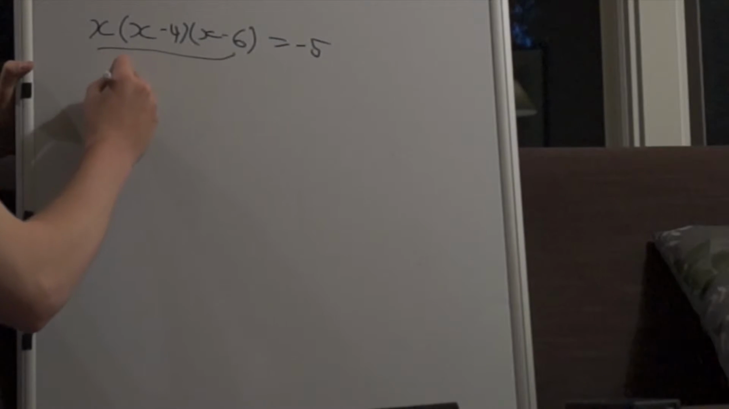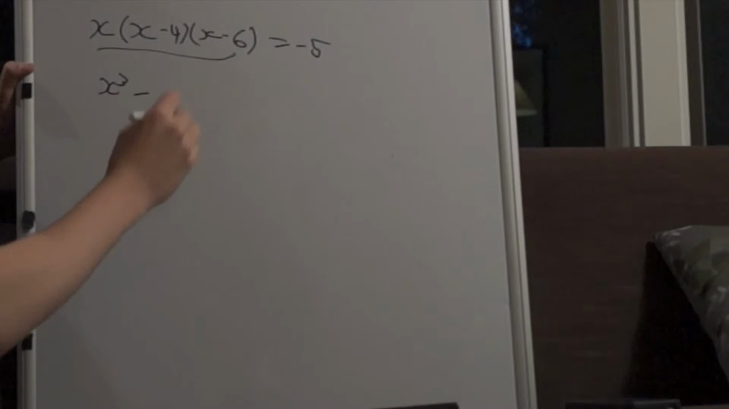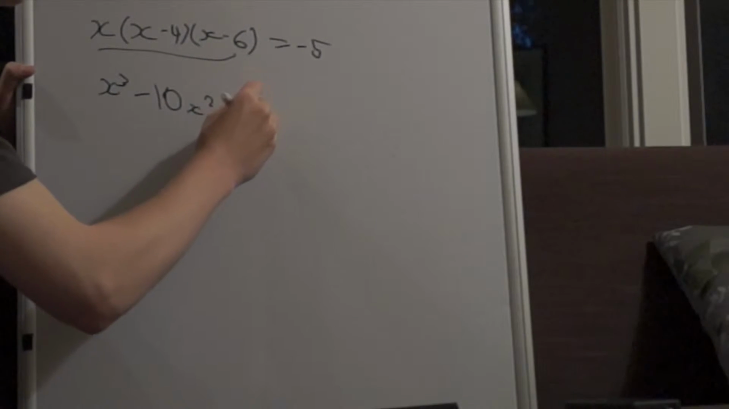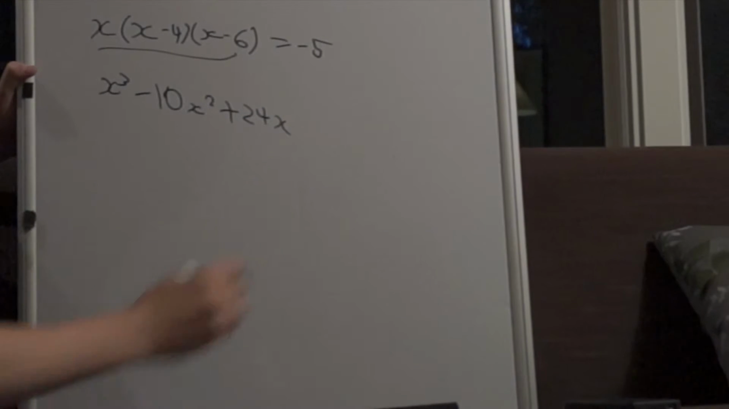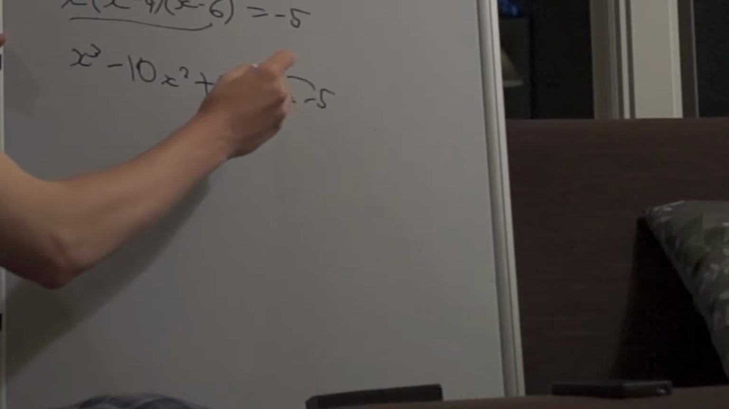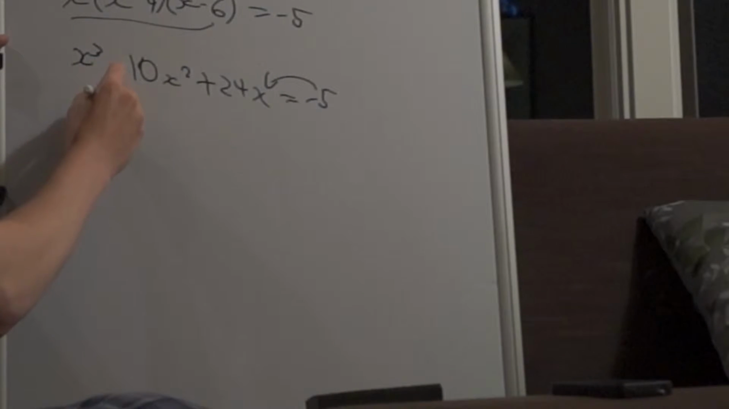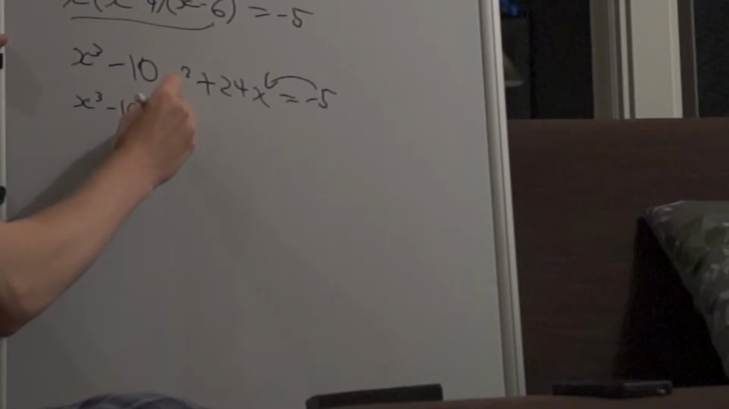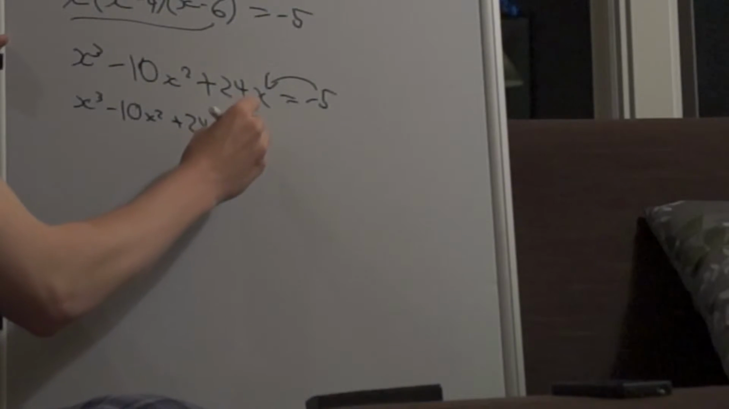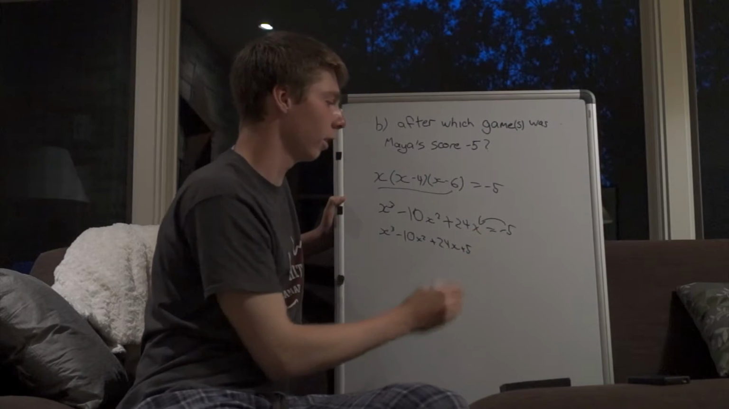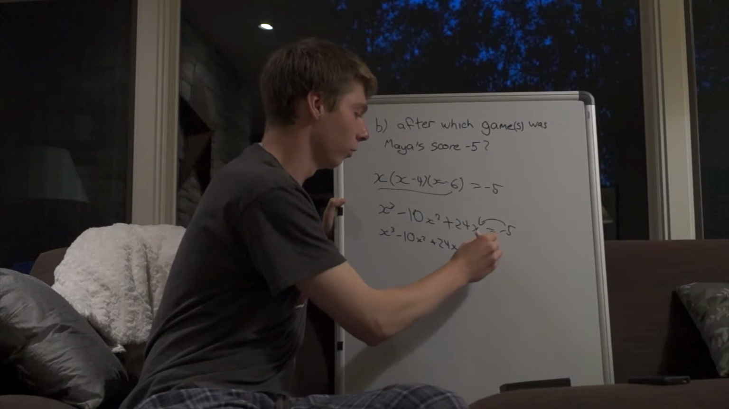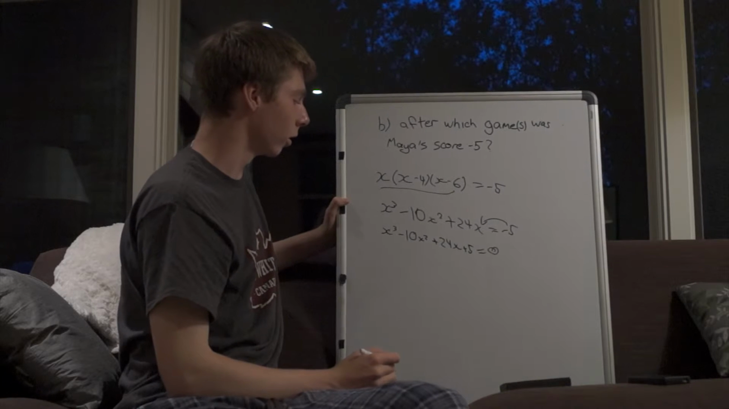Expanding this will give us x cubed minus 10x squared plus 24x is equal to negative 5. Then we bring the negative 5 over to the other side, which gives us x cubed minus 10x squared plus 24x plus 5, since to get this over here we need to add 5 to both sides. Once we move the 5 over, that side's equal to 0.